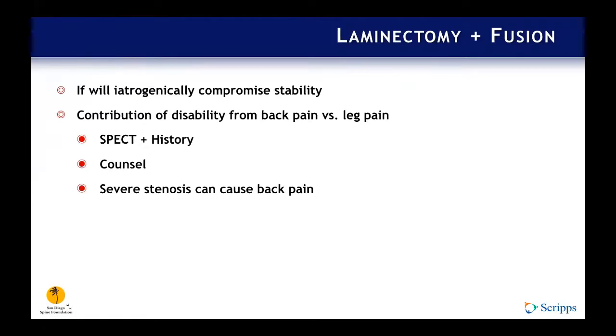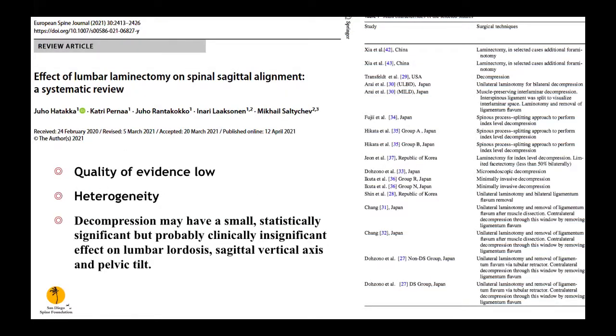Laminectomy with fusion, I just included this in here because I think it's important to understand that it's not always just decompression. If you're going to iatrogenically compromise the stability, whether it's deliberately from taking out more facet just to get an adequate decompression, you also want to consider how much of the contribution of the patient's disability is from the back pain compared to their leg pain. So this brings into question the patient's history when they come into the office, physical examination, SPECT scans, how to counsel the patients on how much improvement they're going to get, et cetera.